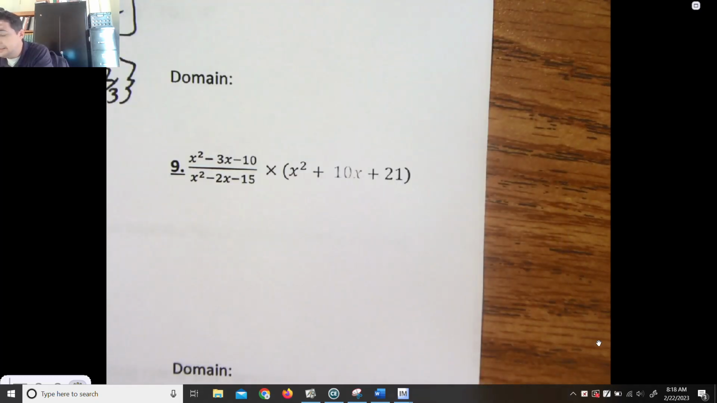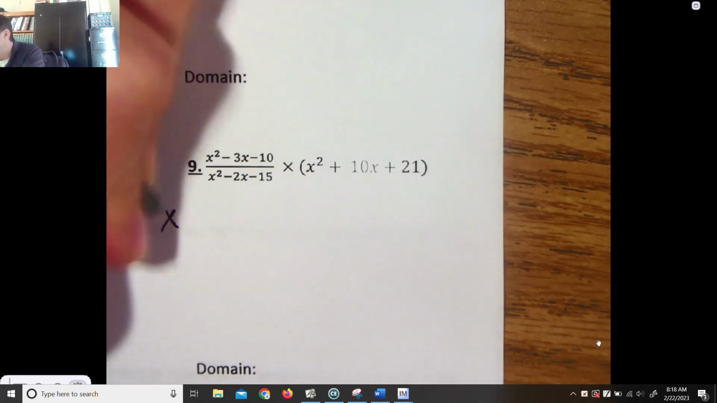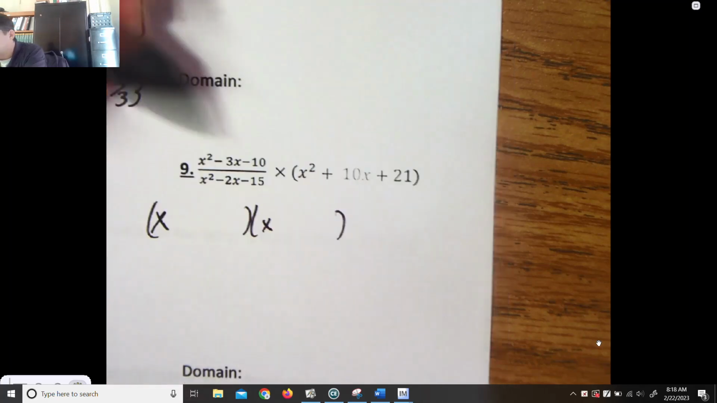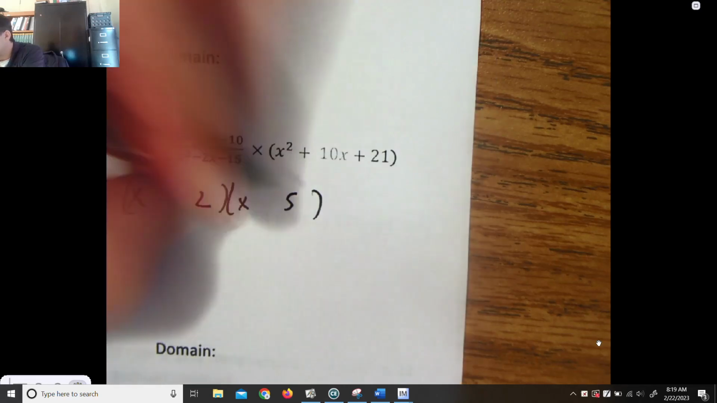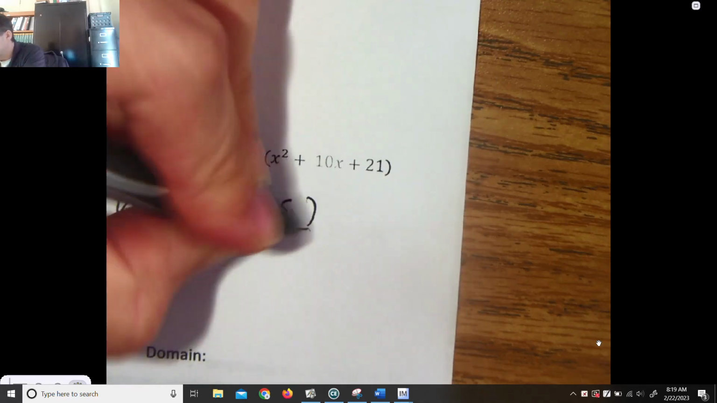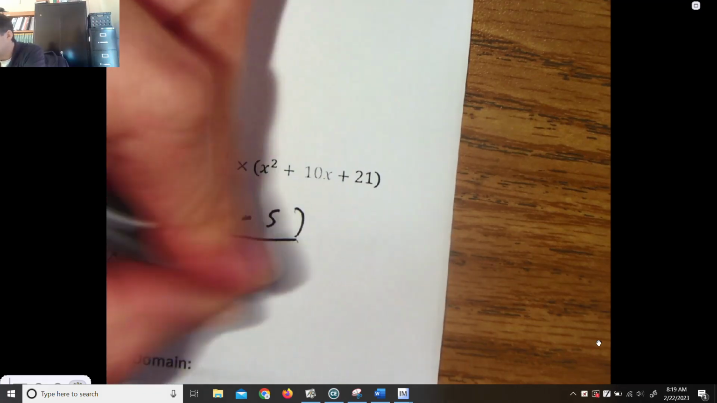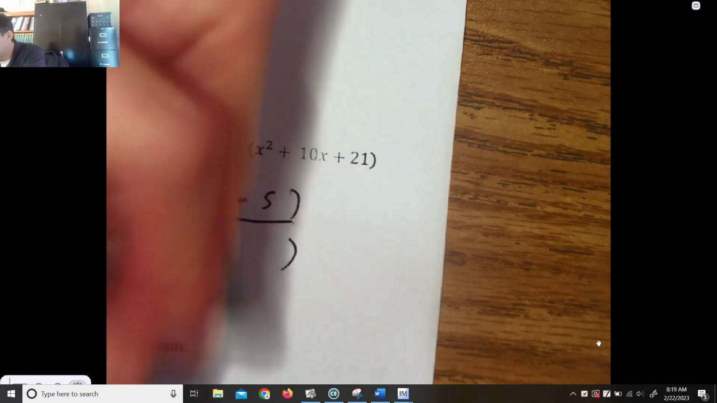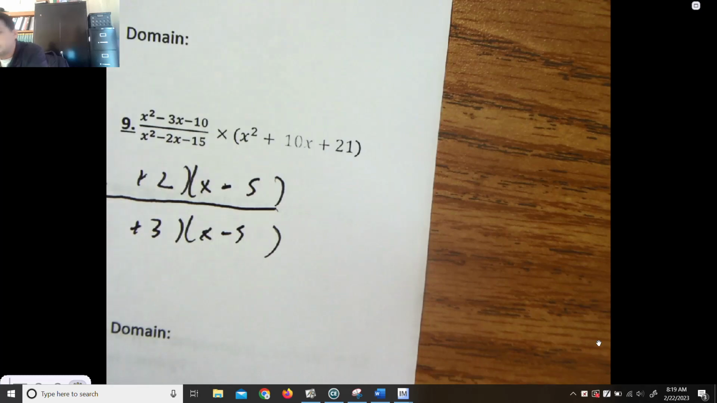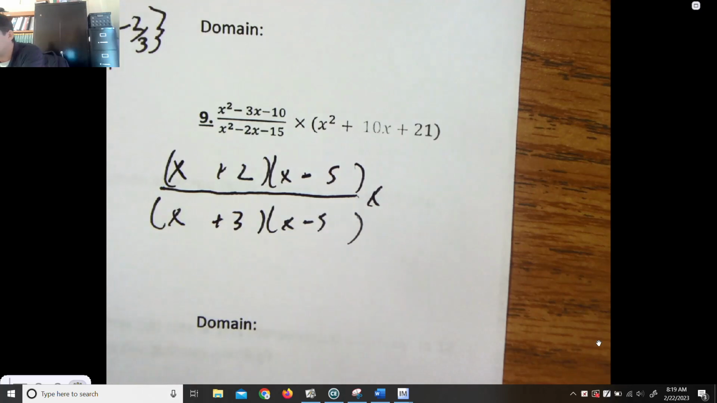Now, what's up with number 9? Multiply the expressions and simplify the result and give the domain. So it's just more factoring is all it is. So to create this 10, probably a 2 and a 5. Order doesn't really matter because it's just x squared. But we need a minus 5 and a positive 2. Factor the bottom. X and x to create x squared. Factors of 15 being 5 and 3. Minus 5 plus 3. And the reason I'm doing this now is so I can make the multiplication easier. I'm hoping things cancel out.